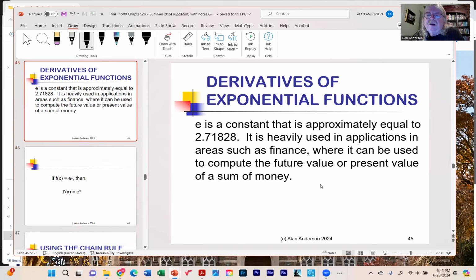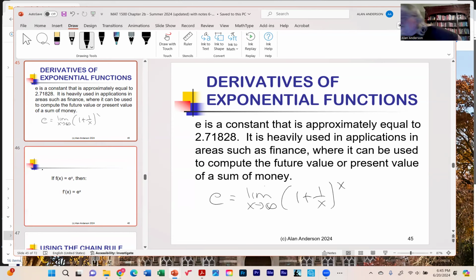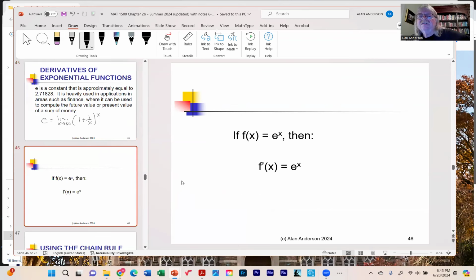So now, and by the way, this is going to come up later on anyway, I might as well show it to you now. It's a limit, okay? It'll show up in a later chapter, but I just wanted to throw it out there now. We'll see that e is itself simply a limit. Okay, so anyway, now watch how simple this is. Look at this. If f of x is e to the x power, f prime of x is just e to the x. Well, that's the simplest derivative you'll ever see in your life.